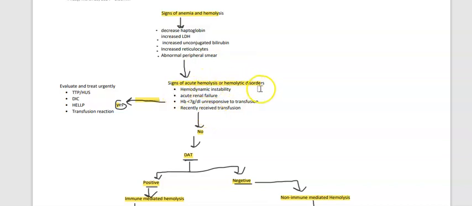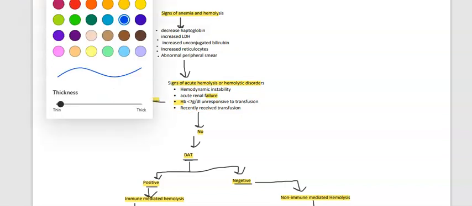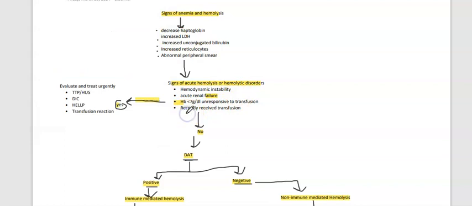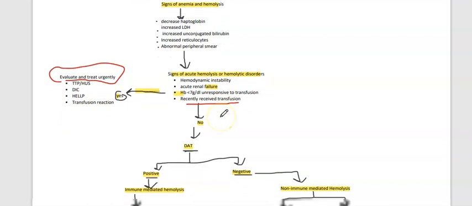If you have signs of acute hemolysis or hemolytic disorder like hemodynamic instability, acute renal failure, Hb less than 7, not responding to transfusion, and recently received transfusion, you can consider thrombotic thrombocytopenic purpura or hemolytic uremic syndrome, DIC, HELLP, or transfusion reaction. So evaluate and treat urgently because these are considered as emergency.